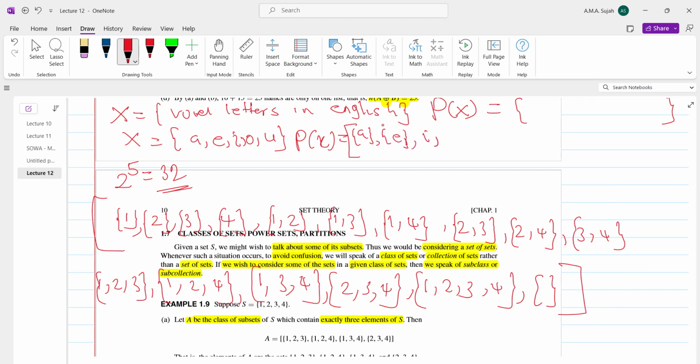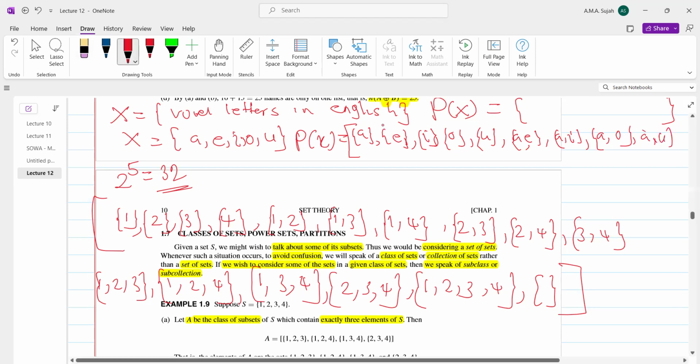So the power set of X means: the one-element sets A, E, and so on. Just try yourself. After the one-element sets, we need to move to the 2-element sets: AE, AI, AO, AU. That is 4 of them: AE, AI, AO, AU.